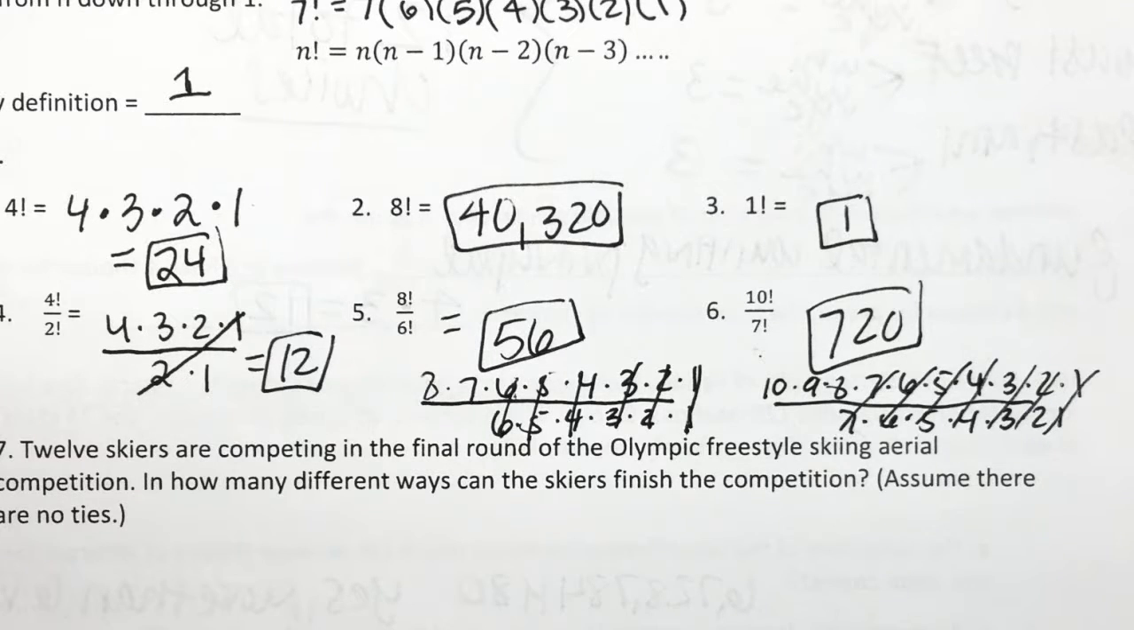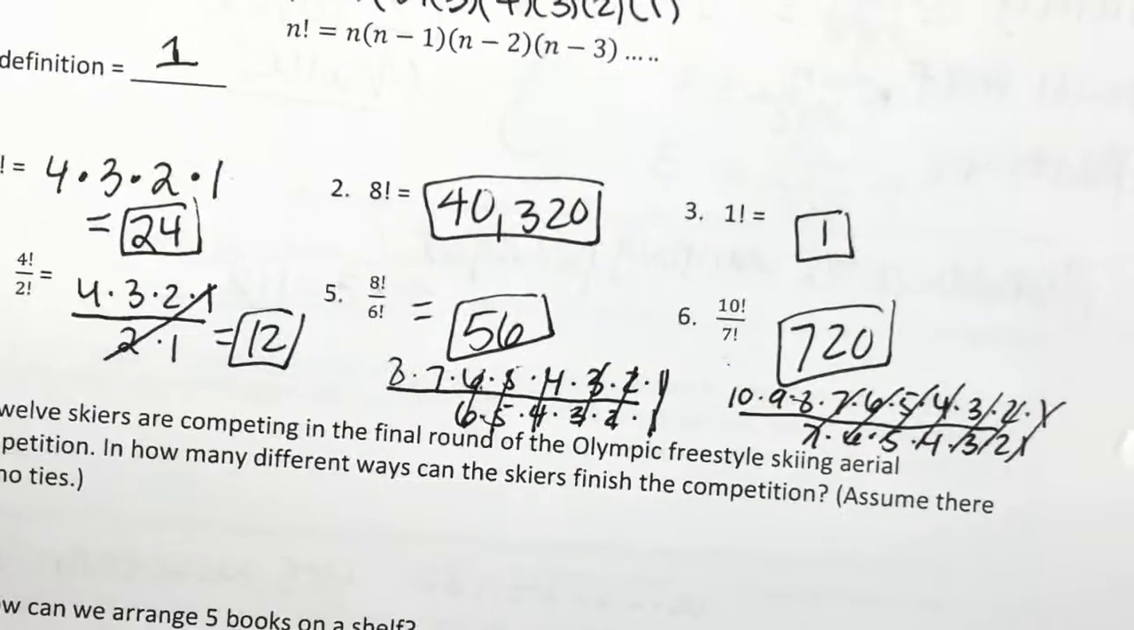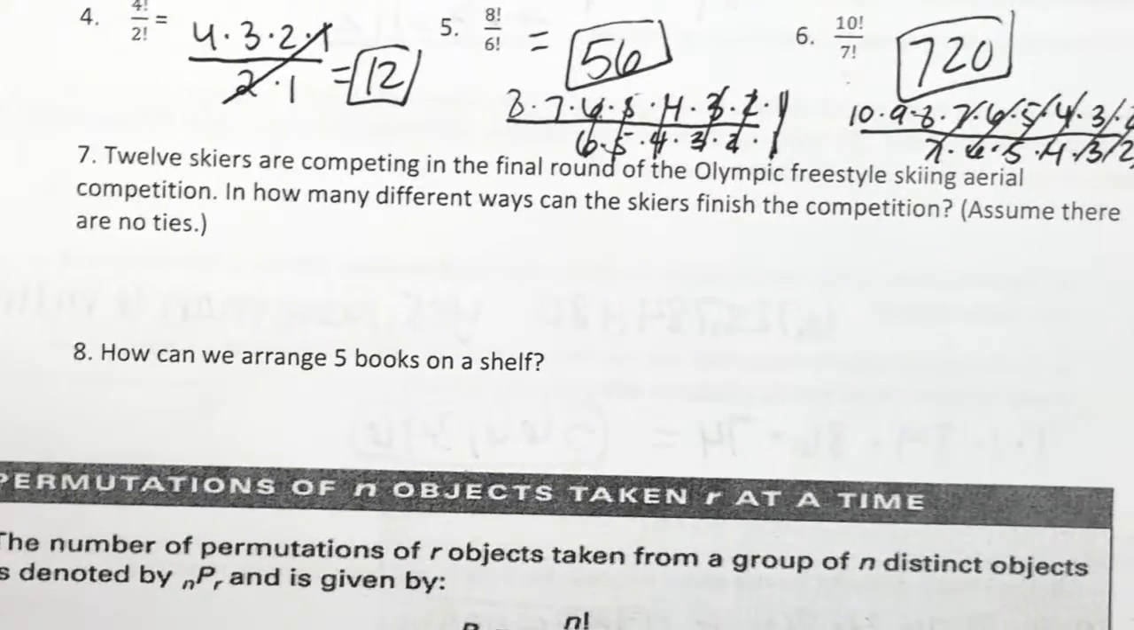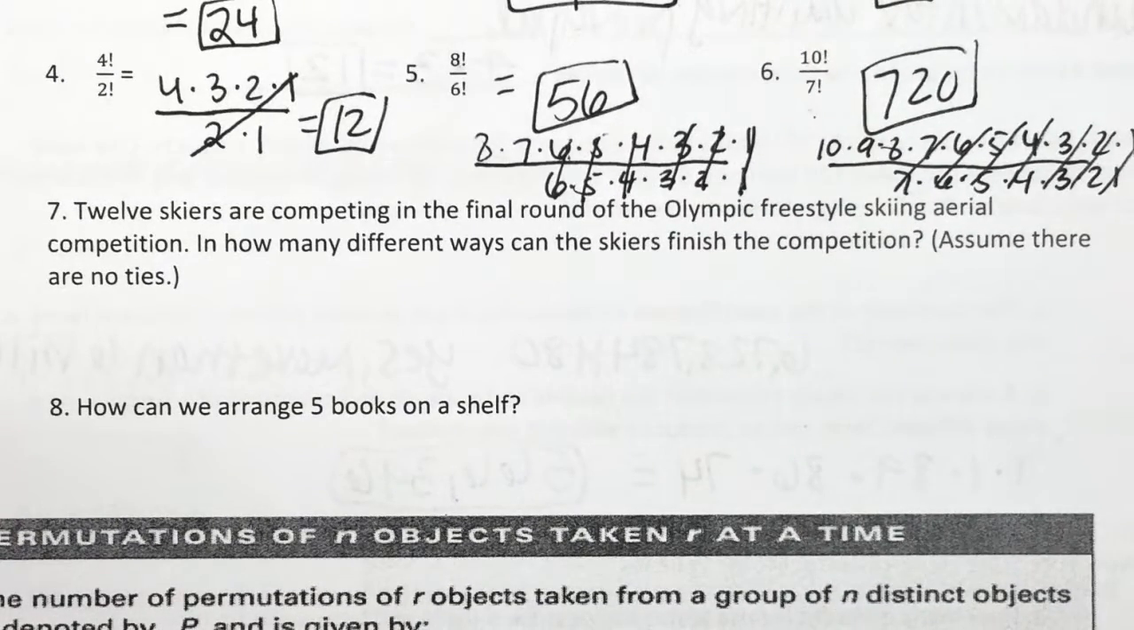Yeah. Alright. Caitlin, if you'll read 7 for me. 12 skiers are competing in the final round of the Olympic freestyle skiing and racing competition. And how many different ways can the skiers finish the competition? Assume there are no ties. Alright, so if there are 12 skiers, how many different ways can they finish? Can 2 skiers get first place? Yes. No. They can tie. It says there's no ties.